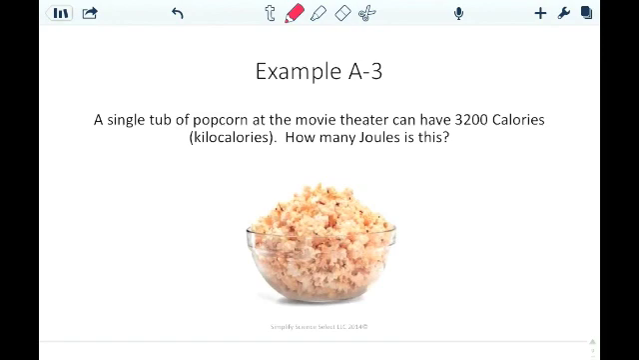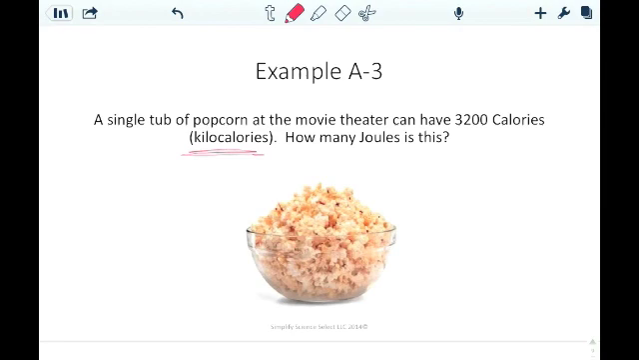Jumping on down to A3. It says a single tub of popcorn at the movie theater can have 3,200 calories. And when we talk about calories with food, we're really talking about kilocalories. So when you see calories on the back of any type of food, that really means kilocalories. And it asks, how many joules is this?